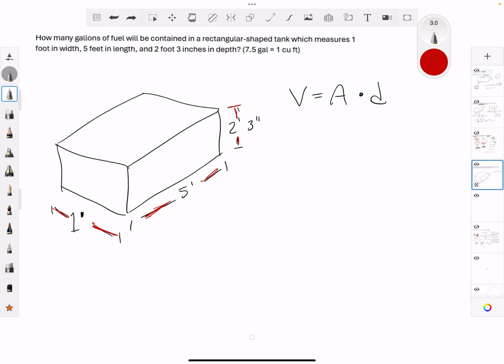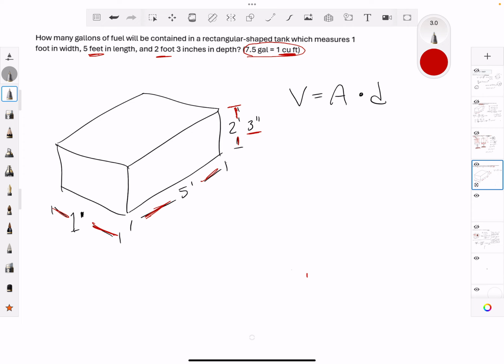All right, regardless of that, what we need to do is find the volume of this tank. The units that we have right now are feet, and it gives us a conversion, so we're going to have to stay in feet, right? Because it's saying 1 cubic foot equals 7.5 gallons. Okay, so that's perfectly fine. The only issue here, the tricky part, is this 3 inch.